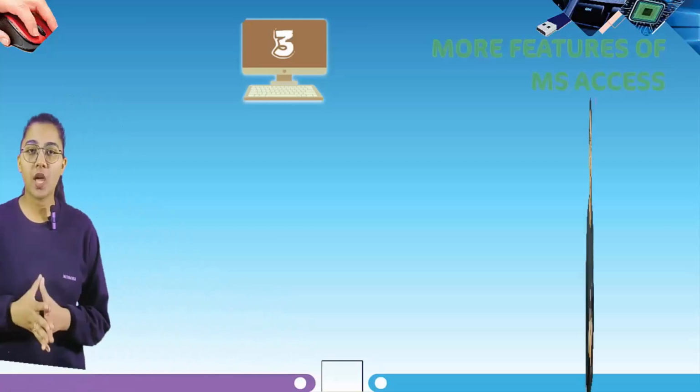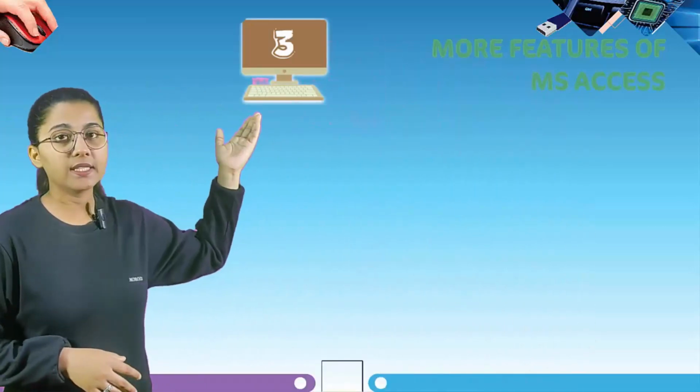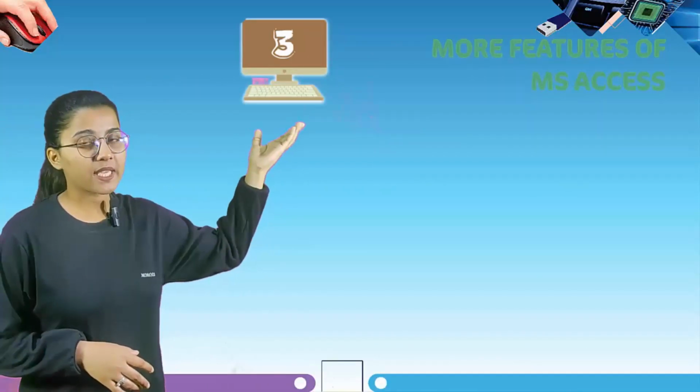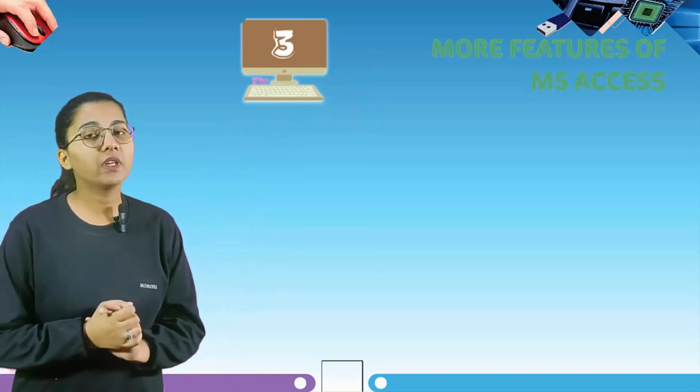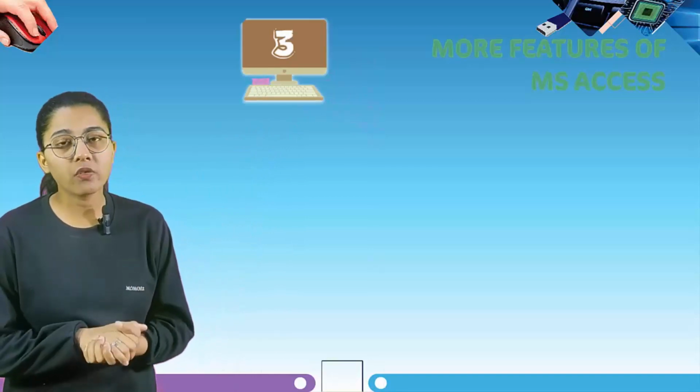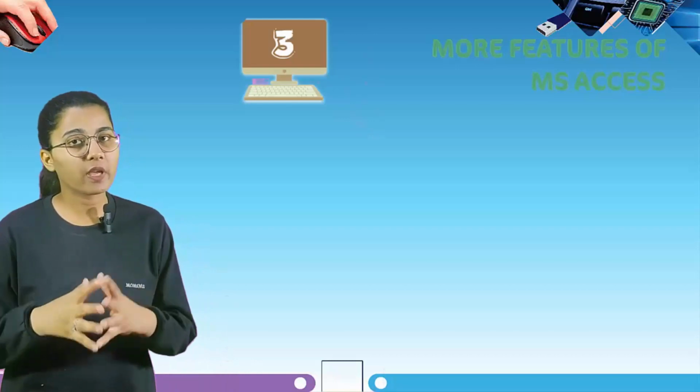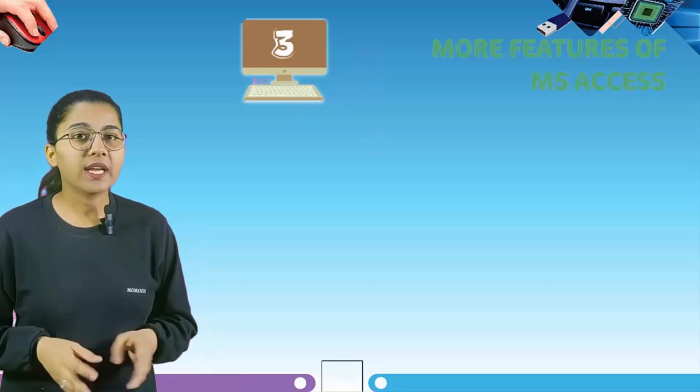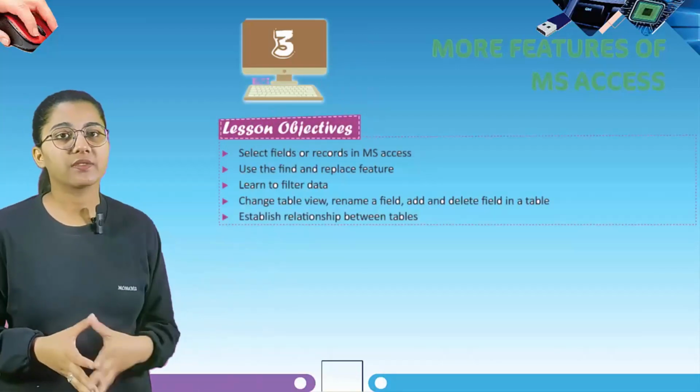Today we are going to start our chapter number 3, that is more features of MS Access. Previously we have learned about MS Access. Now we are going to learn about more features of MS Access. So let's have a look at some lesson objectives.